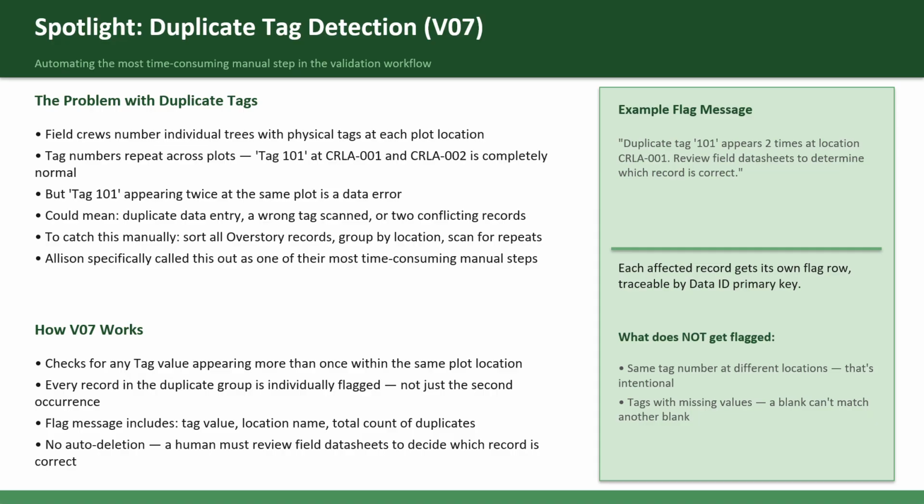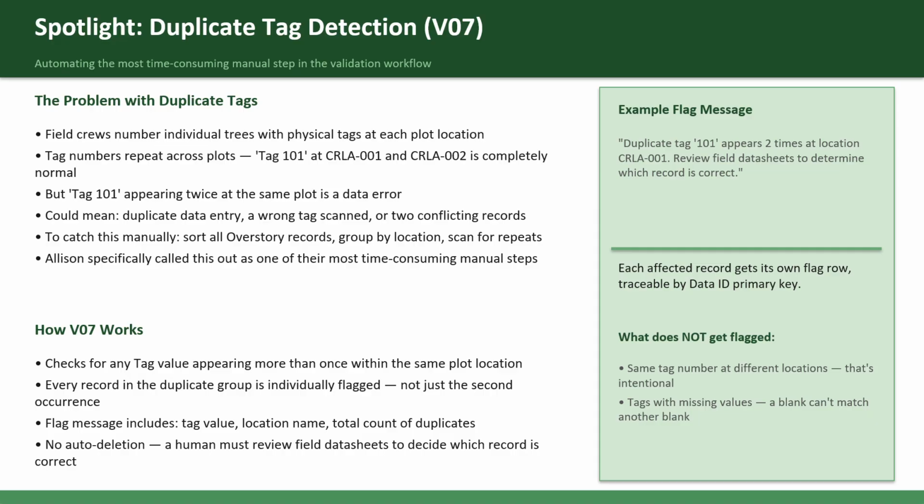Before this validation was created, each individual tree's history would have to be looked up and compared by hand. The other validation I wanted to highlight is the duplicate tag detection, which our client stated was the most time-consuming part of manual validation. So let me give you some background information as to why this can be an issue. The field crews assign a physical tag number to individual trees at each monitoring plot. The same number can appear at 2 different plots, and this is expected and not an issue. But the same tag appearing twice at the same plot means something went wrong. Maybe the record was entered twice, a wrong tag was scanned, or 2 trees got conflicting records.